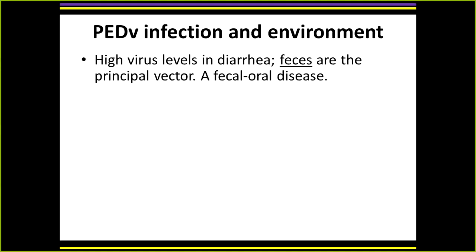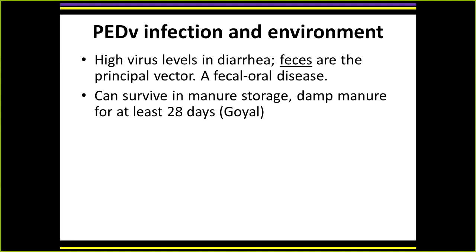First of all, there's a high virus level in diarrhea. As you can see from those slides in the intestine, when that sloughs off, there's a lot of virus there. This is a fecal oral disease, and feces are the principal vector that moves virus from point A to point B. The virus can survive in manure storage and in damp manure for at least 28 days.